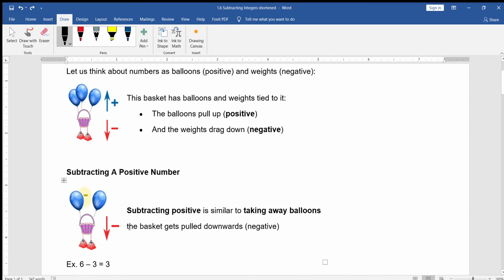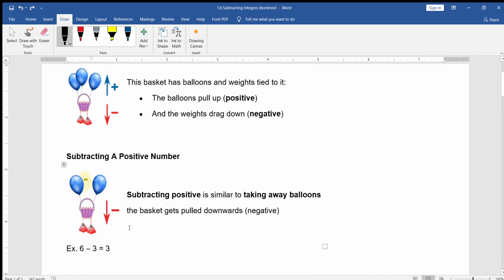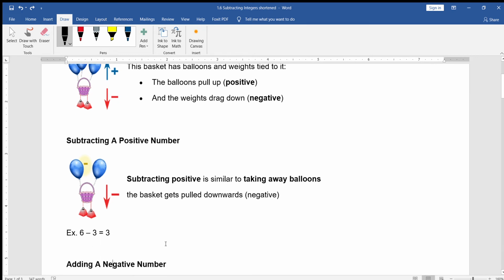Subtracting positive numbers is similar to taking away balloons. So when we subtract a positive, think of it as taking a balloon out of this basket. What happens when you take out the balloon? It falls down, right? It goes lower. An example of that is 6 minus 3. You'll get 3. You get a smaller number.